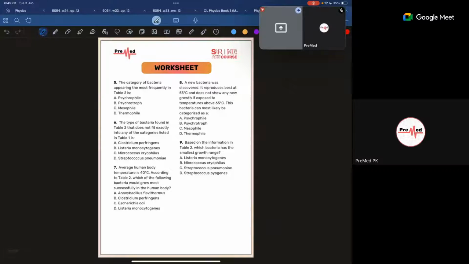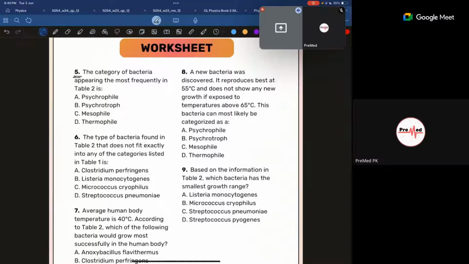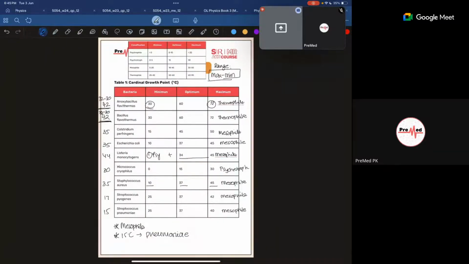Okay, so we will now be moving to the worksheet. So the first question is the category of bacteria appearing the most frequently in table 2 is a mesophile, that is option C. We already did it earlier that mesophile was the category of bacteria that was the most prominent in the list of bacteria that we were given. Like we can see mesophile is 1, 2, 3, 4, 5, 6. It's coming 6 times out of the eight bacteria.